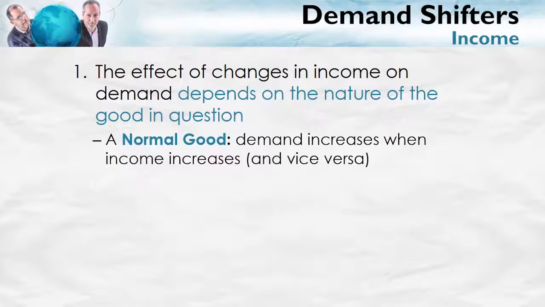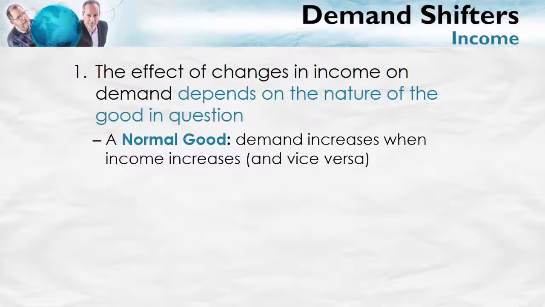For most goods, when your income goes up, you demand more of that good. Imagine that you're a poor student right now, but soon you'll graduate and get a high-paying job. When your income goes up, you're probably going to demand more automobiles, more housing, and more fine dining. These are all called normal goods because the demand for them goes up when incomes go up, and of course the demand for them goes down when incomes go down.